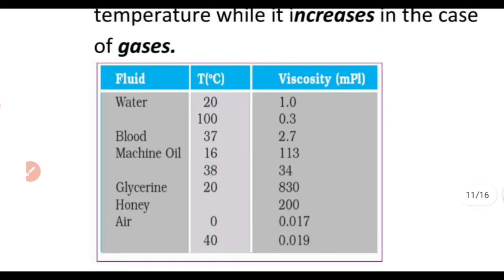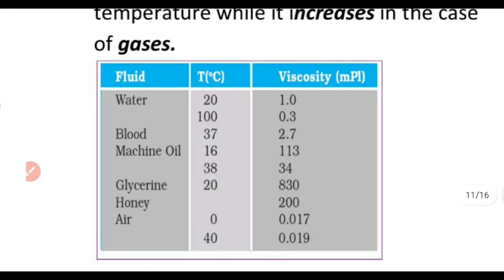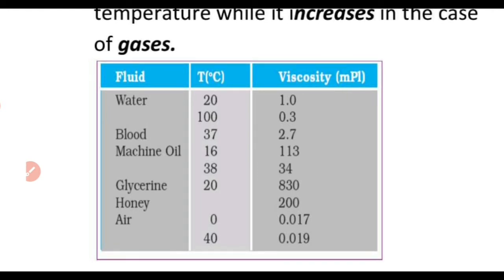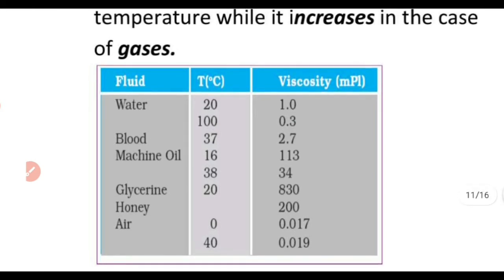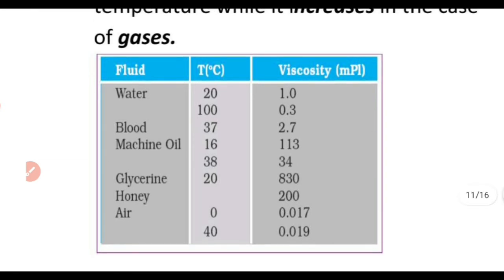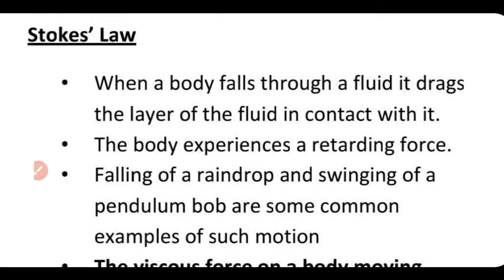Here we have a table showing the coefficient of viscosity for different liquids at different temperatures. Blood at 37 degrees Celsius, see its viscosity, it is 2.7 millipoiseuille. Like that, for different liquids we have the viscosity. Honey is somewhat viscous, it has 200 millipoiseuille. Glycerin 830, like that, highly viscous liquids we have. Look at water, water has only 1 millipoiseuille viscosity. That means its coefficient of viscosity is that much less. So that is the case with the coefficient of viscosity.